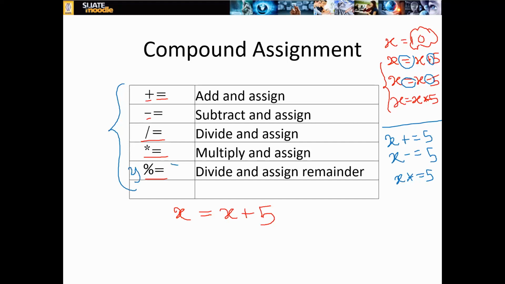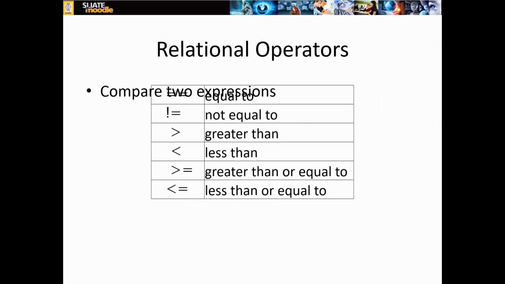y mod equal 5 කියලා කියන්නේ, ඒකෙන් අදහස් කරන්නේ y සමානයි y mod 5, right? So that is the meaning. And here also we have a set of operators, and these are called relational operators.